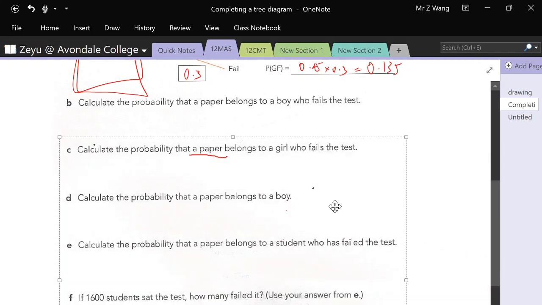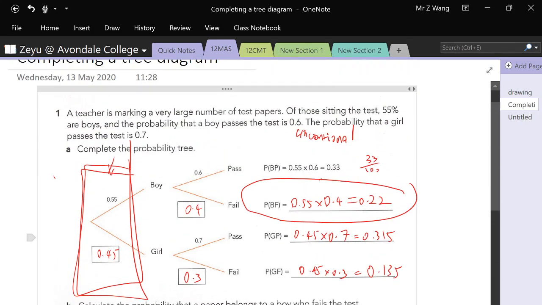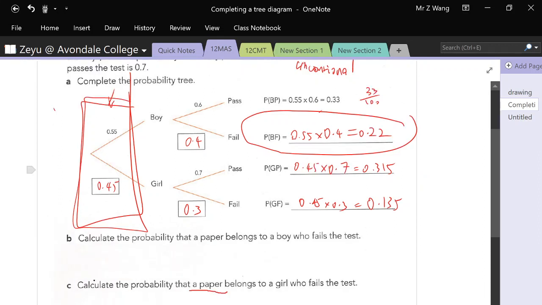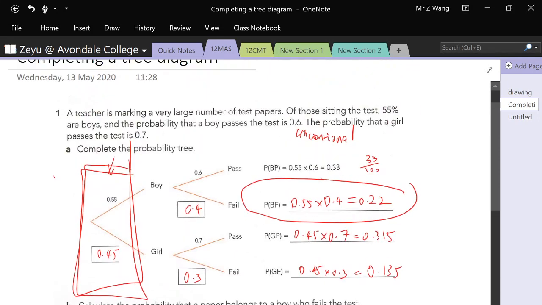Okay. Let's see, question D. Calculate the probability that a paper belongs to a boy. 0.55. Fantastic. So now, calculate the probability that a paper belongs to a student who has failed the test. Would that be 0.7? Oh, actually, it would be 0.22 and 0.135.